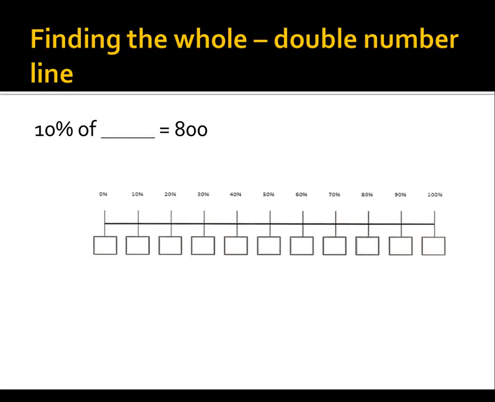Now, what is 10% of 800? What is 10% of 800? Carly, what do you think? Kaylee. It's 100. Okay, good guess. 100 being 10% of 800. That's a good guess. Daniel?